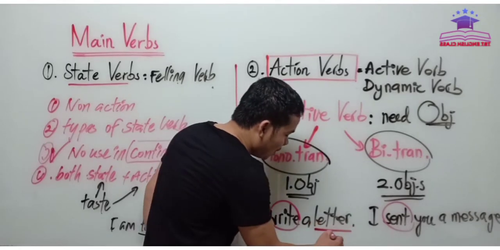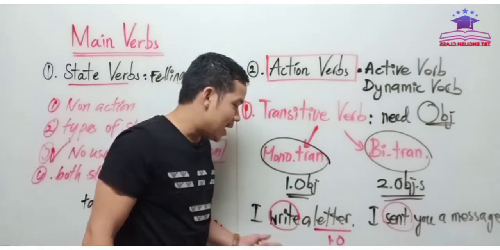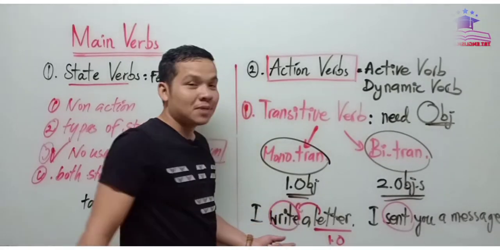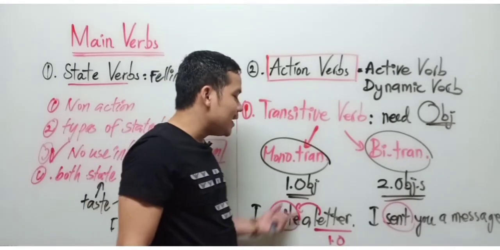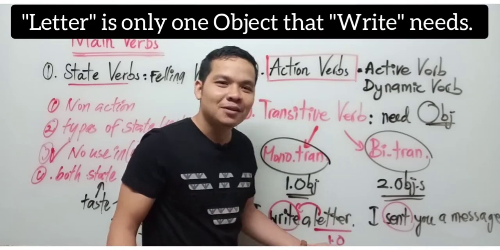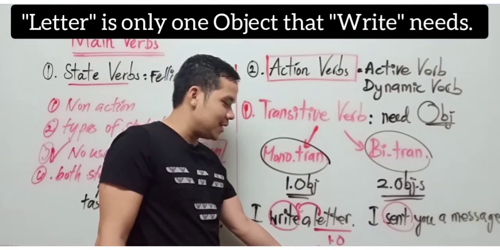Letter is the object, 1 object. Object of write. What do you write? I write a letter. So a letter is the object of the verb write. So the verb write needs an object, because I want to know what you do. I write a letter. So letter is the object of the verb write. Only one object you can see here.